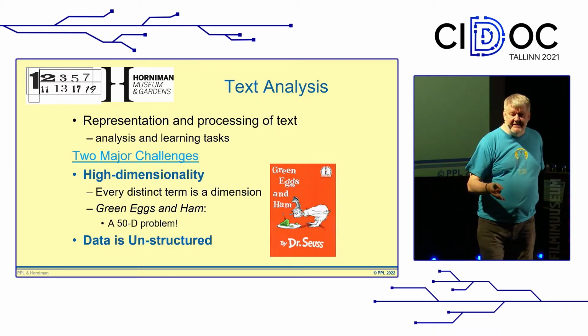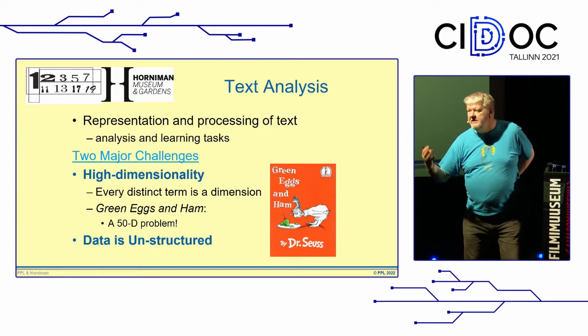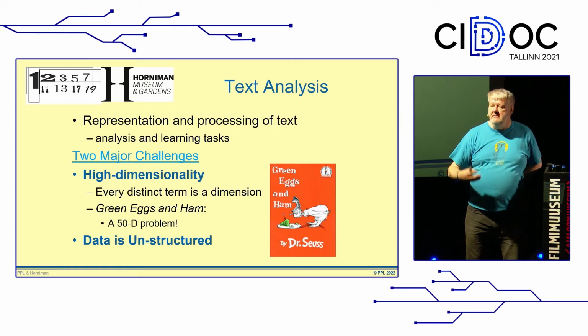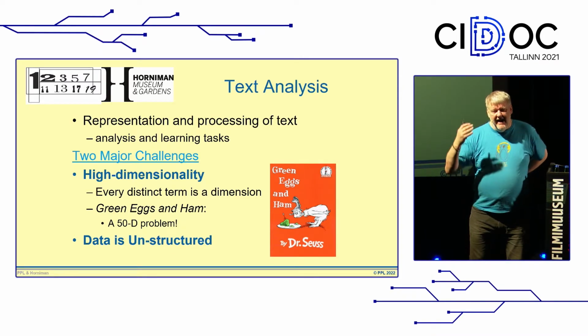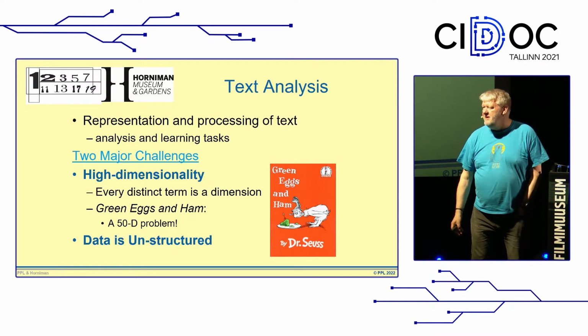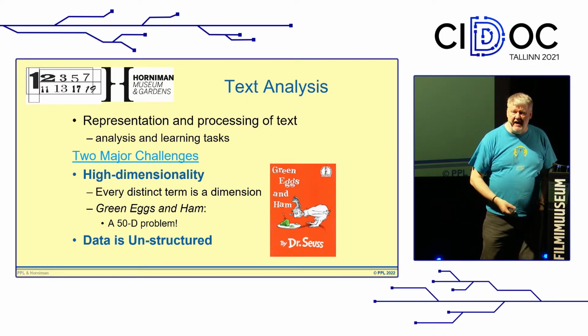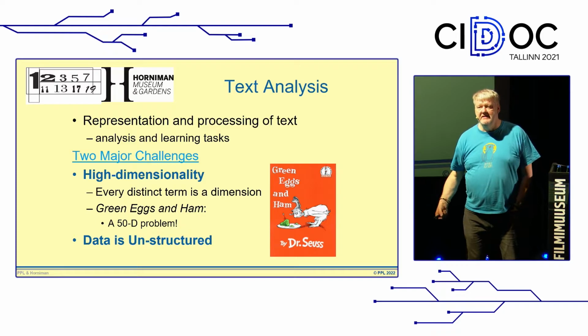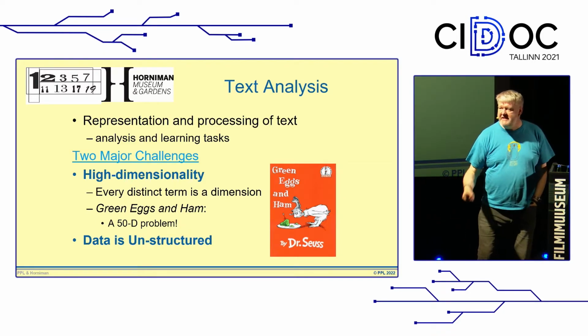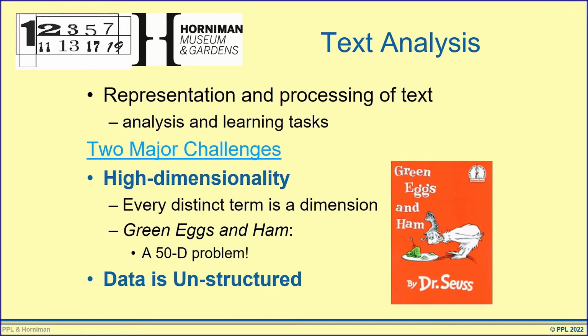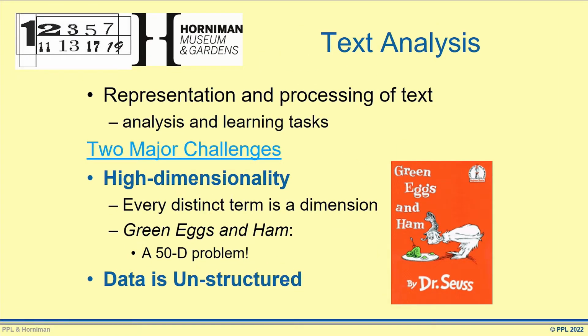But green eggs and ham is famous because it's written with only 50 words. There are only 50 words in it. But that makes it a 50-dimensional problem. If you look at technical English, we're up into a 170,000 dimension problem. If you go multilingual, you're into several million very, very quickly. All right? So that's the problem. And the other thing is it's unstructured.